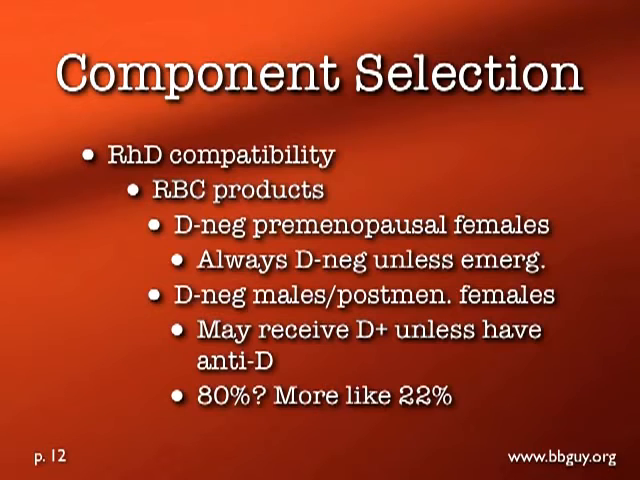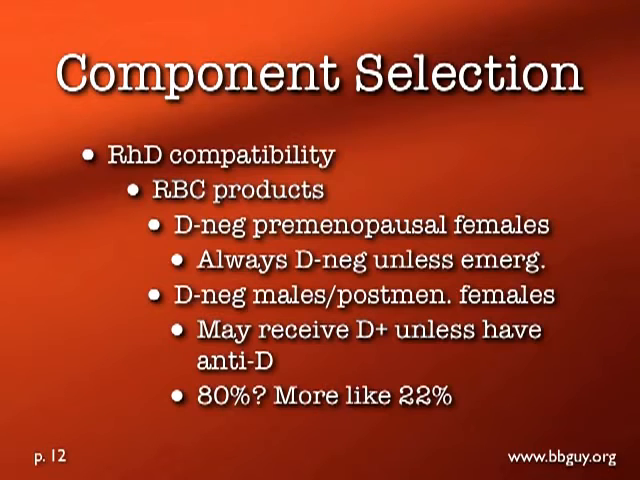Certainly, D-negative males and D-negative postmenopausal females may receive D-positive in situations of urgency. I don't mean that you should just routinely throw out D-positive to these patients, but if you're in a situation like a trauma, for example, or a massive transfusion, it's okay to give them D-positive unless they've already formed an anti-D. We used to say that in that situation, 80% of patients would form an anti-D. Nah, not so much.